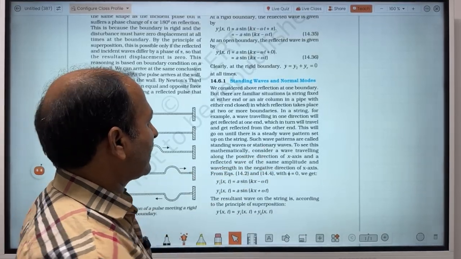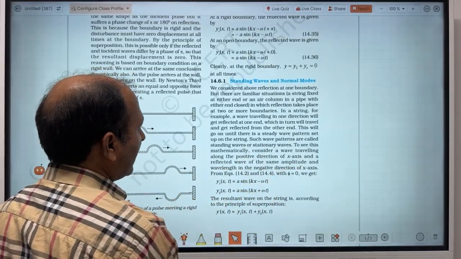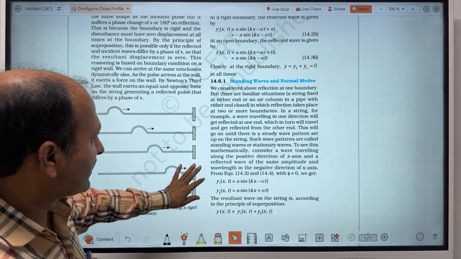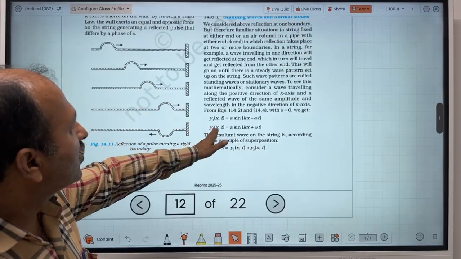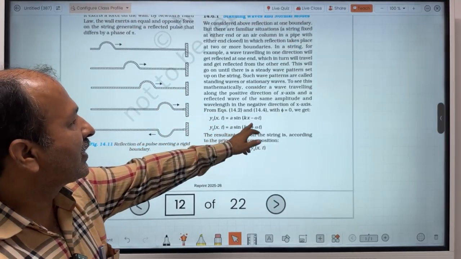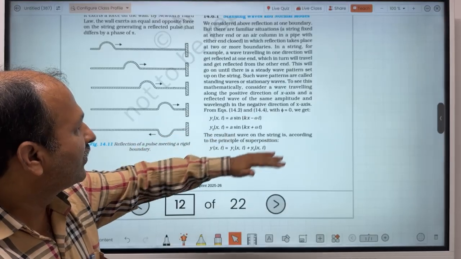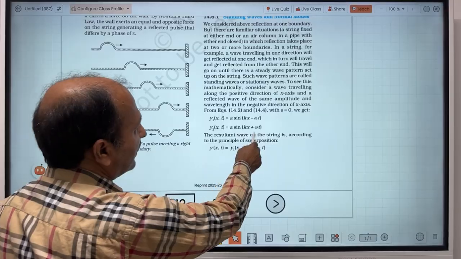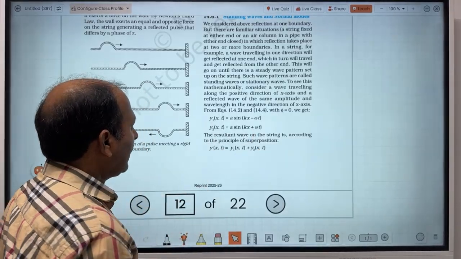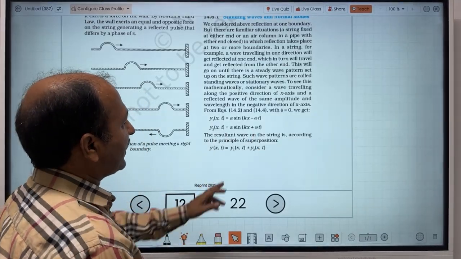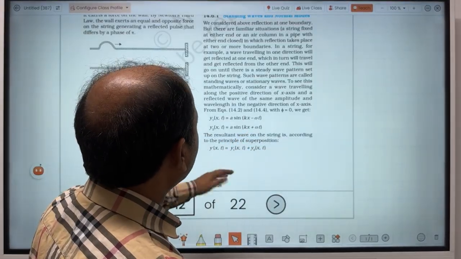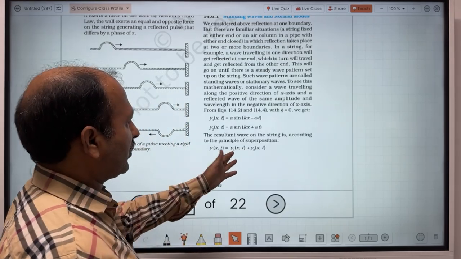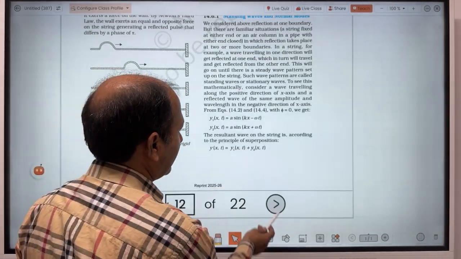To see this mathematically, we consider a traveling wave along the positive direction of the x-axis and a reflected wave of the same amplitude and wavelength in the negative direction of the x-axis. So let's write the equations. y1(x,t) = a sin(kx − ωt). This is in the positive x direction. Consider another wave in the negative x direction. So here there is a positive sign: y2(x,t) = a sin(kx + ωt). Now we add the two. According to the superposition principle, we get y(x,t) = y1(x,t) + y2(x,t).